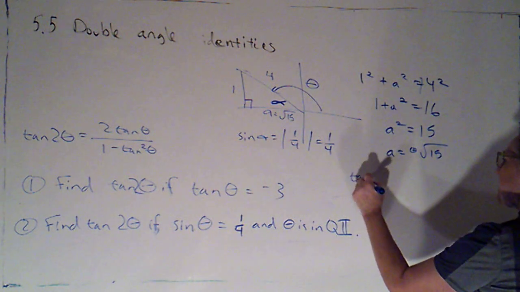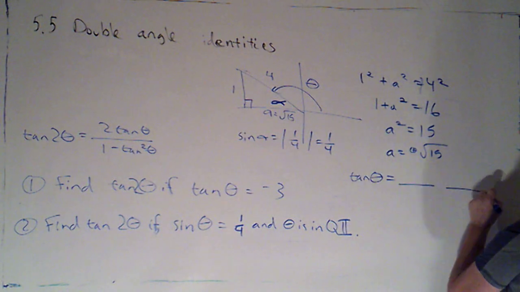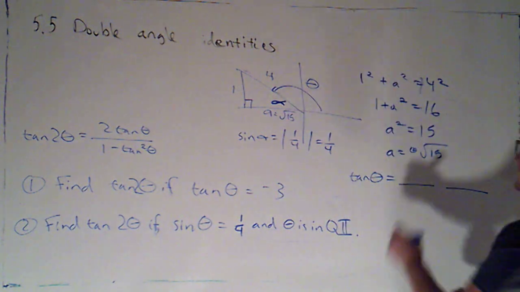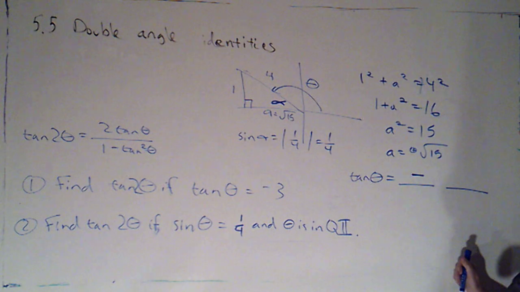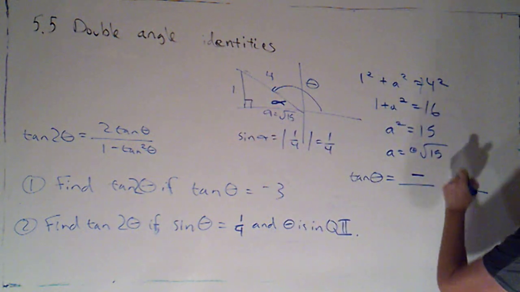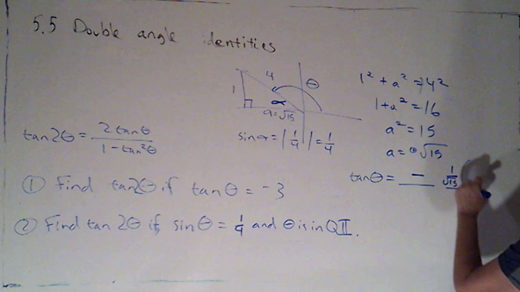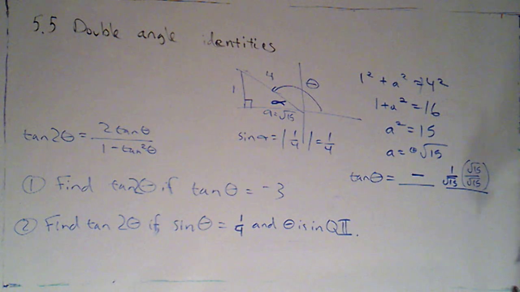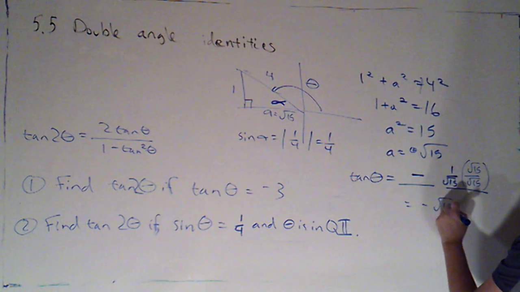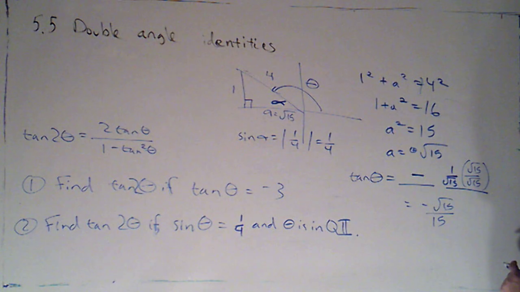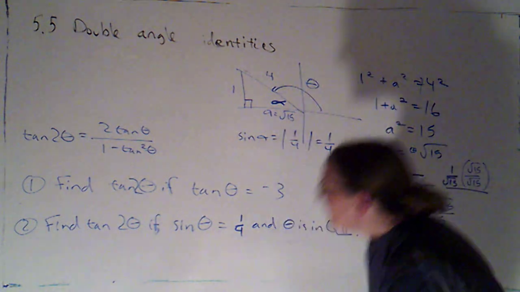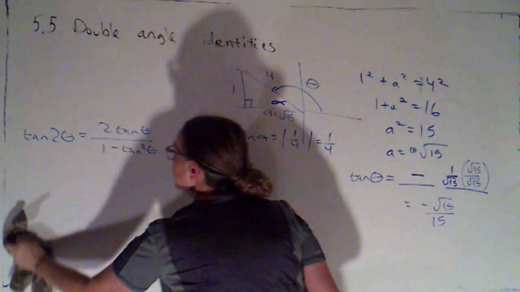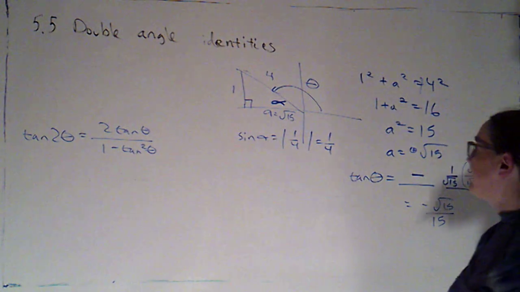So then I can say tangent of theta, well, that's going to be my usual 2-step process. I'm in quadrant 2, so tangent is negative. And then I just attach tangent of the reference angle, which would be 1 over root 15. We'll want to rationalize, so I'll multiply by 1 in the form of root 15 over root 15. And that's going to give me negative root 15 over 15. Okay, so once I have that, now it's just a question of plugging into my formula.